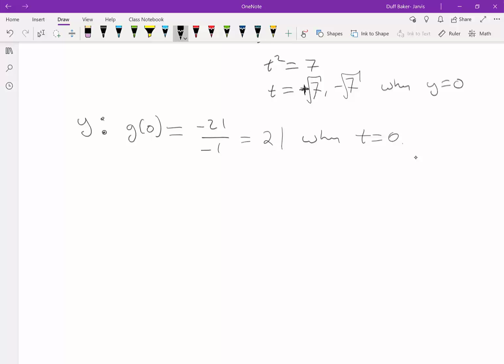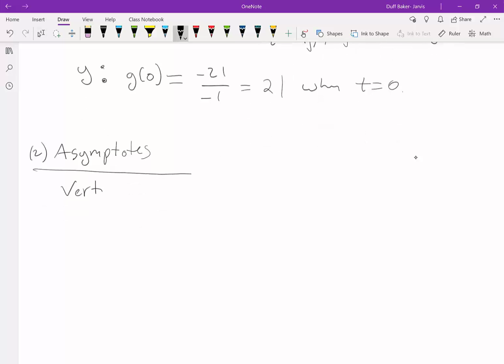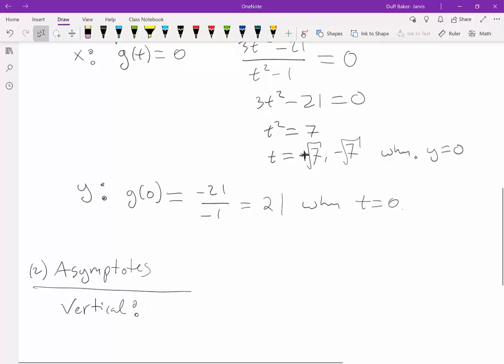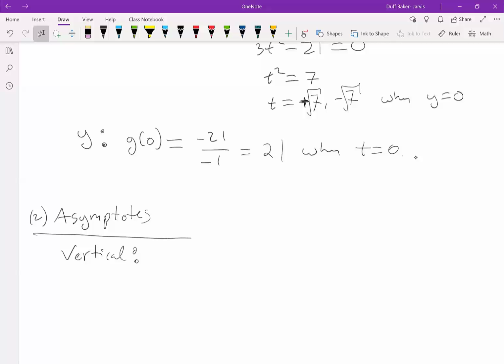Let's figure out what happens with the asymptotes. Does this function have any, and what are they? Let's first do vertical asymptotes. Remember, at least for a rational function, a vertical asymptote can only happen when the denominator is 0 and the numerator isn't 0. That's just about the only way. So these will come from when the denominator is 0, which gives you t equals 1 and t equals minus 1. So we have two vertical asymptotes.